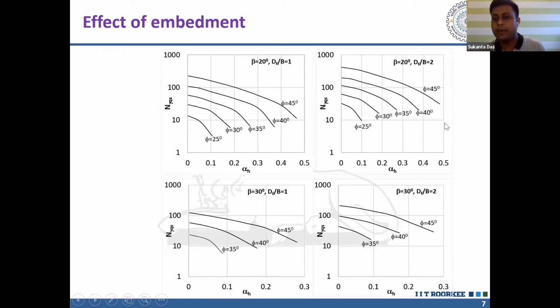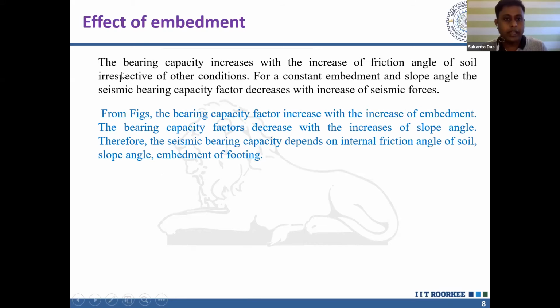However, as the embedment increases in both sloping ground, the bearing capacity factor is going to increase for all internal friction angles. Now, the important outcome from this study is that the bearing capacity factor increases with the increase of internal friction, irrespective of any other condition.